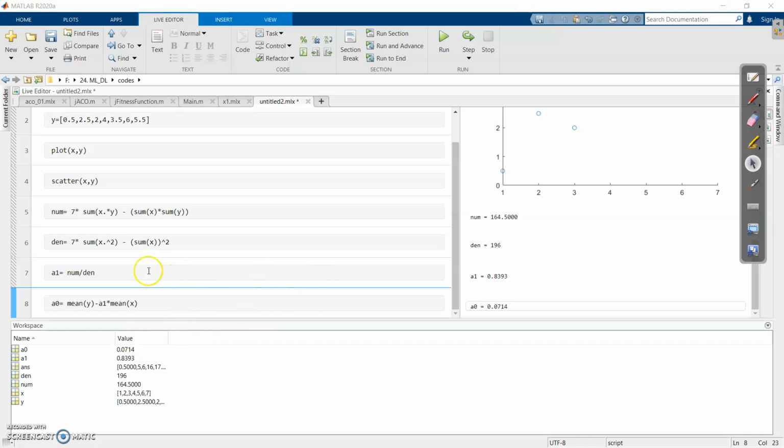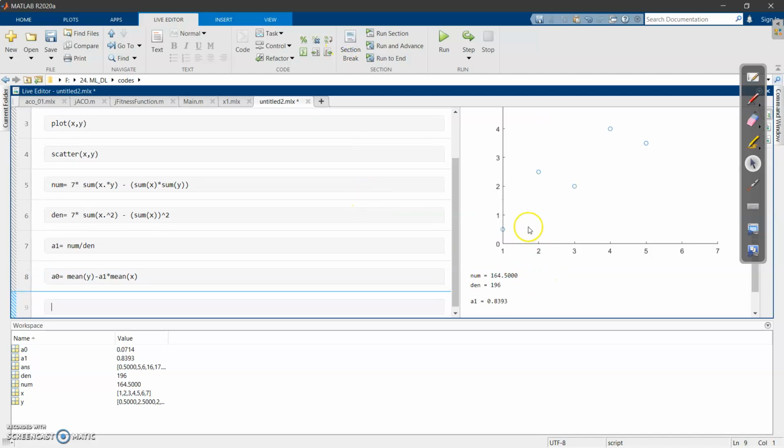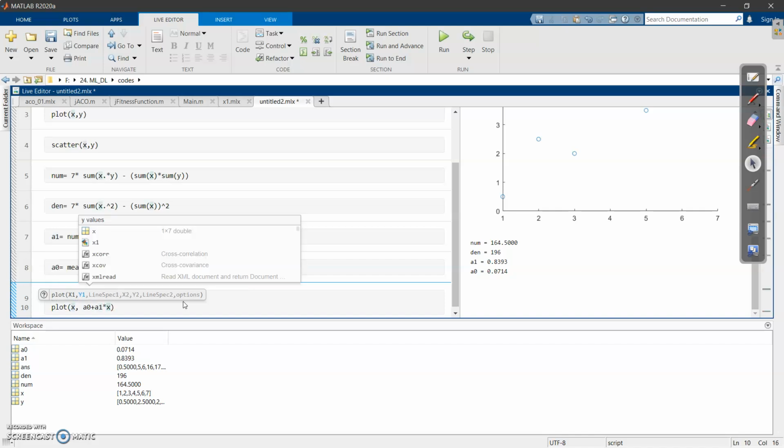Okay, so now with our approach with these two equations, we have calculated the value of the slope and the value of the intercept. So if we try to plot the graph, put the line in the same graph, first we need to ask it to hold on, then I have to plot the value of x. So what is the y? That is equal to a0 plus a1 multiplied by the values of x.